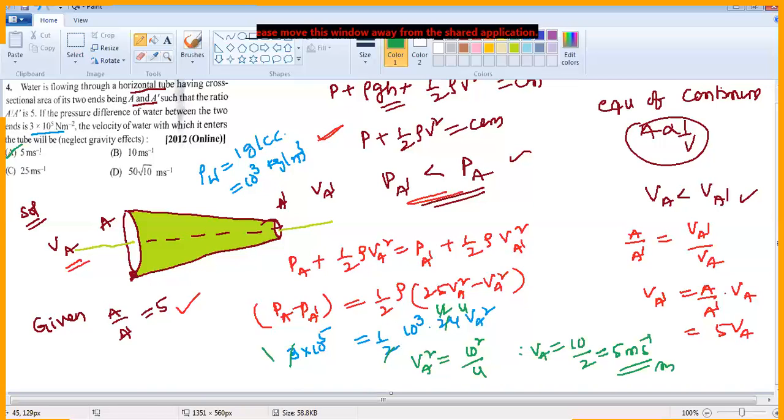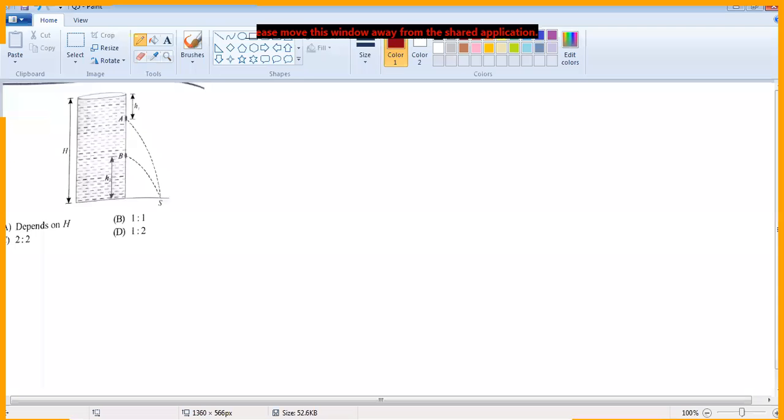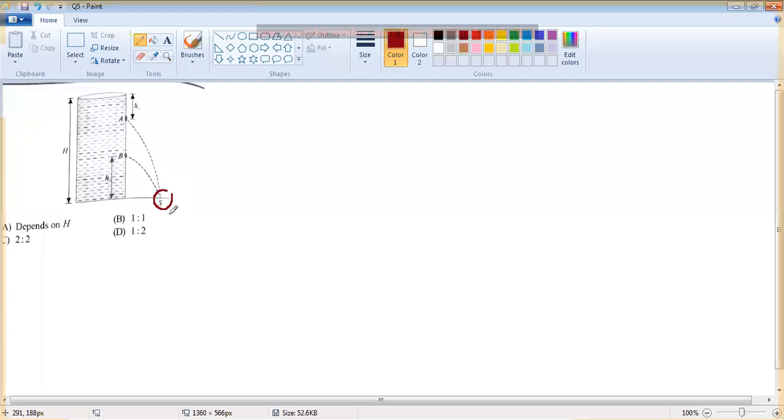Next, again using the equation of continuity and Bernoulli's principle. Here the question is: two orifices are there, A and B, at heights H1 and H2. Now this is a capital H. What is the meaning of this? It means both are at the same point. What is the meaning of that?